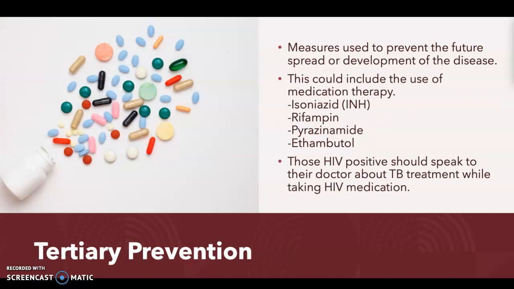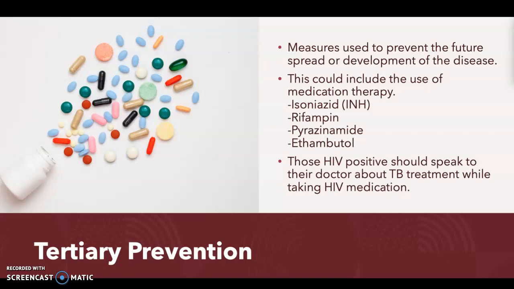So tertiary prevention focuses on treatment and slowing of progression, to prevent future spread or development of the disease, and this is going to use medication therapy, which is a combination of isoniazid or INH, rifampin, pyrazinamide, and ethambutol.